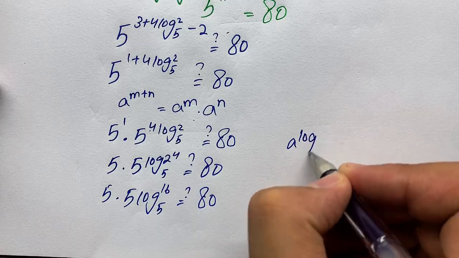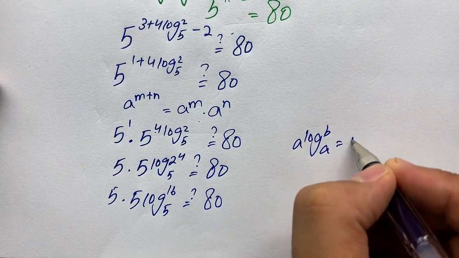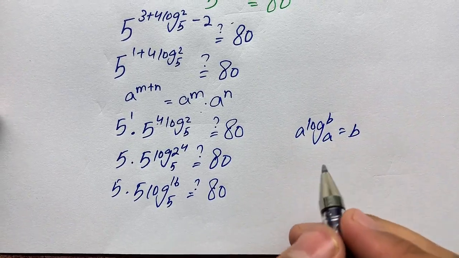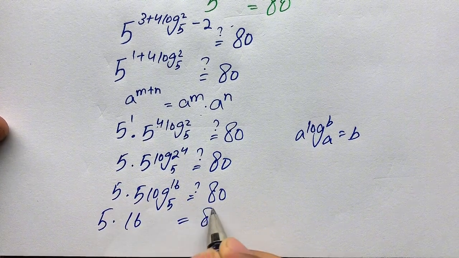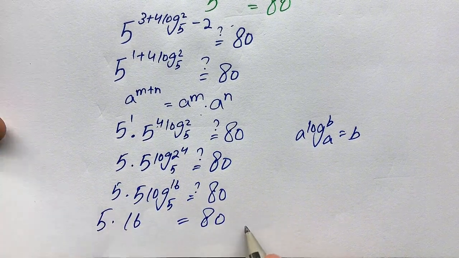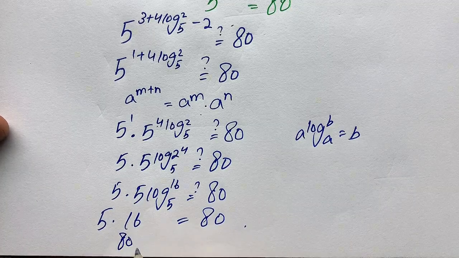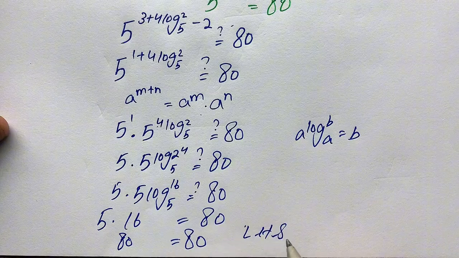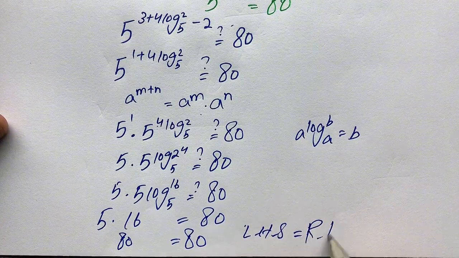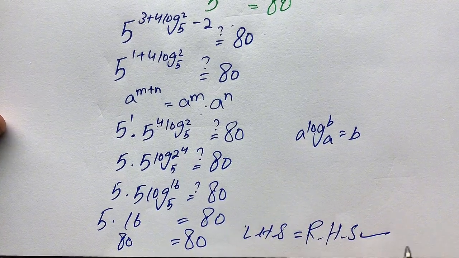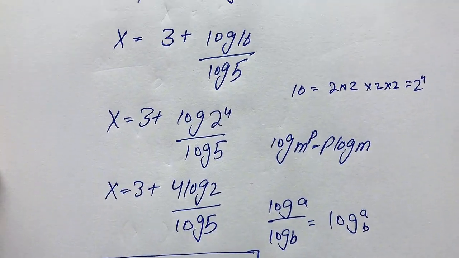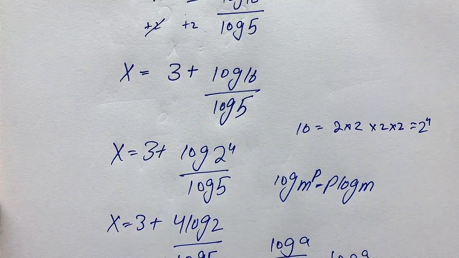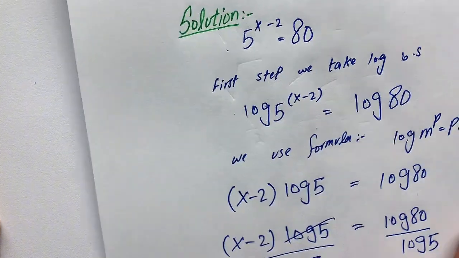A to the power log of B base A is equal to B, and 5 into 16 is equal to 80, and this will be 80 is equal to 80. Our left hand side is equal to right hand side. Our answer is now verified, and the value of x is 3 plus 4 log of 2 base 5.